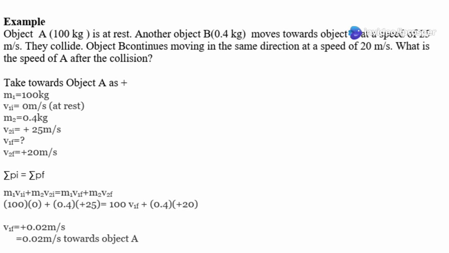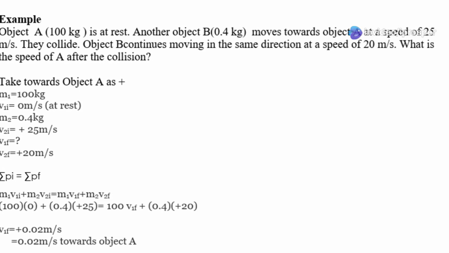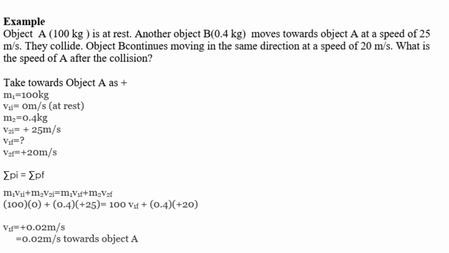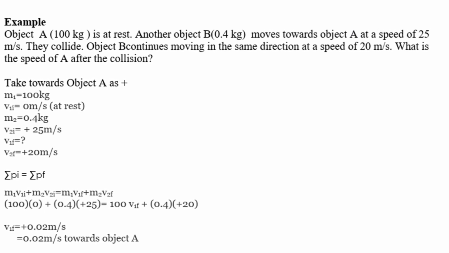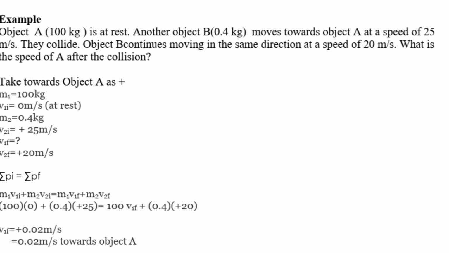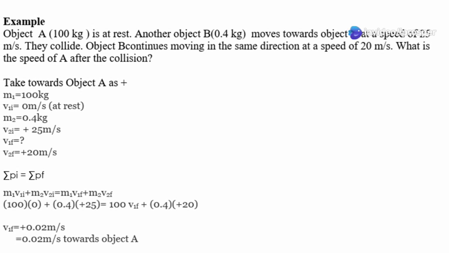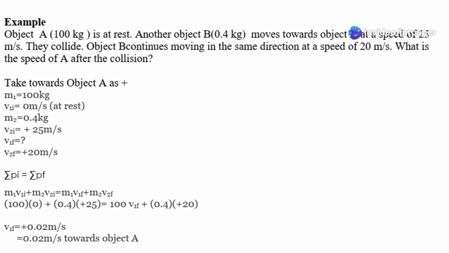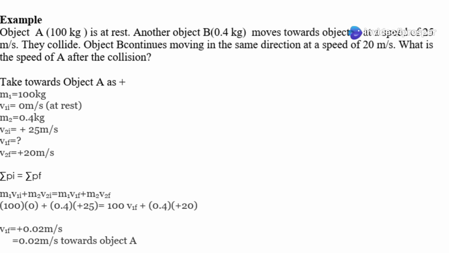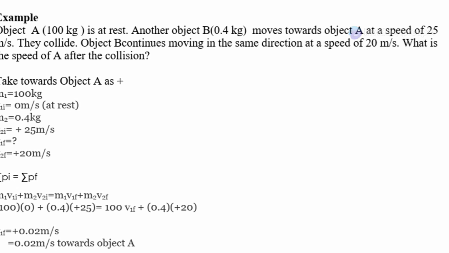Take towards object A as plus. Mass 1 equals 100 kilograms. Initial velocity of mass 1 is 0 meters per second, at rest. Mass 2 equals 0.4 kilograms. Initial velocity of mass 2 is plus 25 meters per second. Final velocity of mass 1 is unknown, and final velocity of mass 2 is plus 20 meters per second.